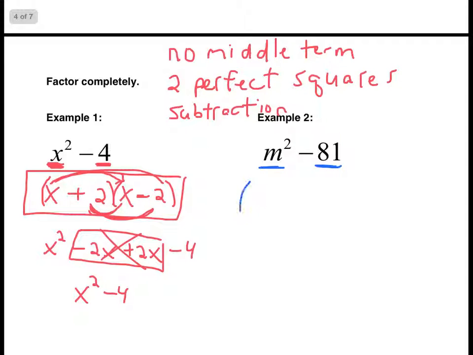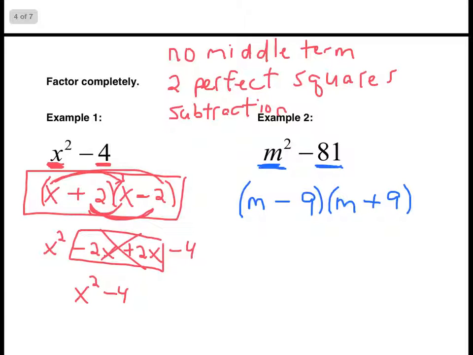So the way I would factor it is I would get my two binomial parentheses ready, take the square root of the first term, which is m, and put it in front. Take the square root of the second term, which is 9. 9 times 9 is 81. And then you can put a plus sign here and a minus sign there. It doesn't matter which one goes where.